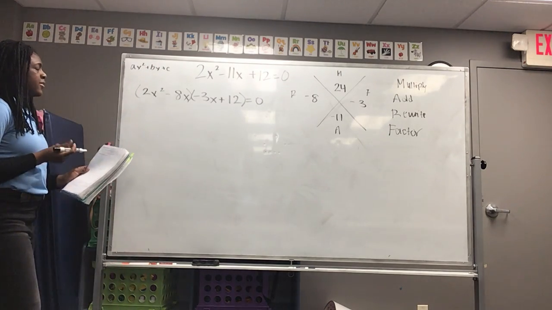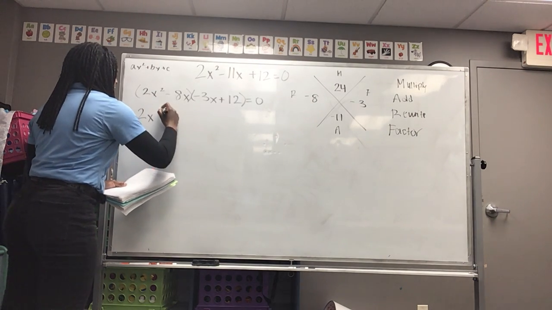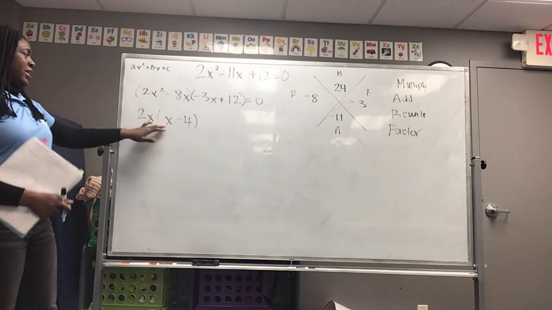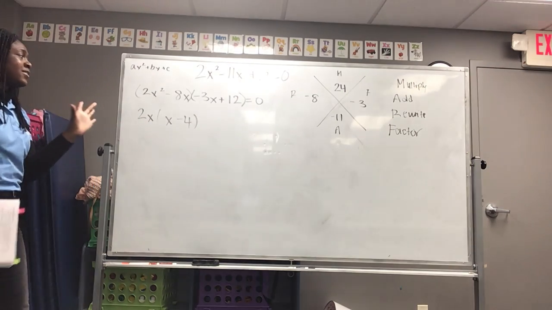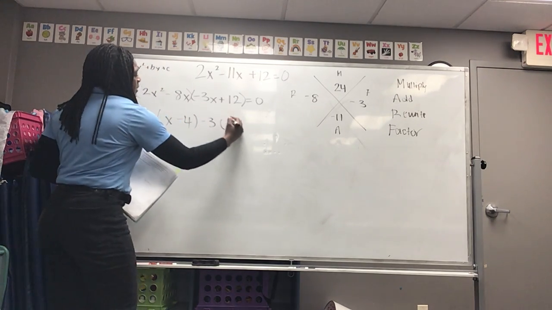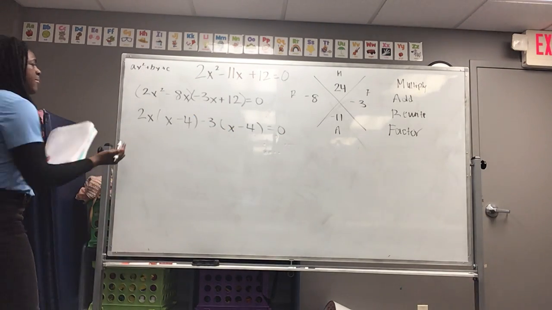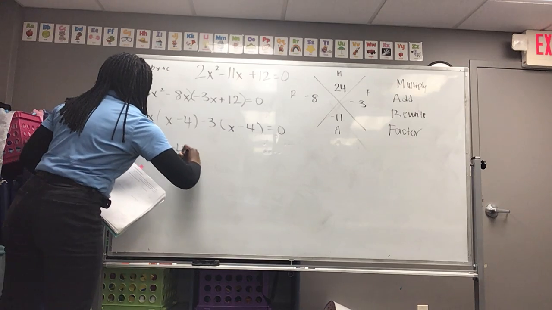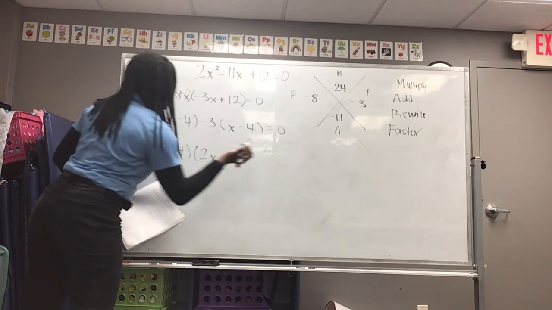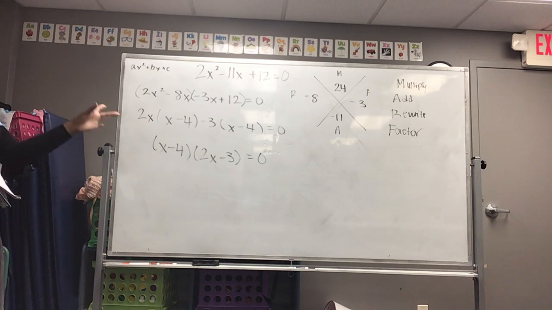So I'm going to group those. What can come out of 2x squared minus 8x? I can take out a 2x, so that leaves me with just x minus 4. To make sure that my other one has an x minus 4, I'm going to want to take out a negative 3. And so that leaves me with x minus 4. So inside my two parentheses, I should have x minus 4 and 2x minus 3 equals 0.